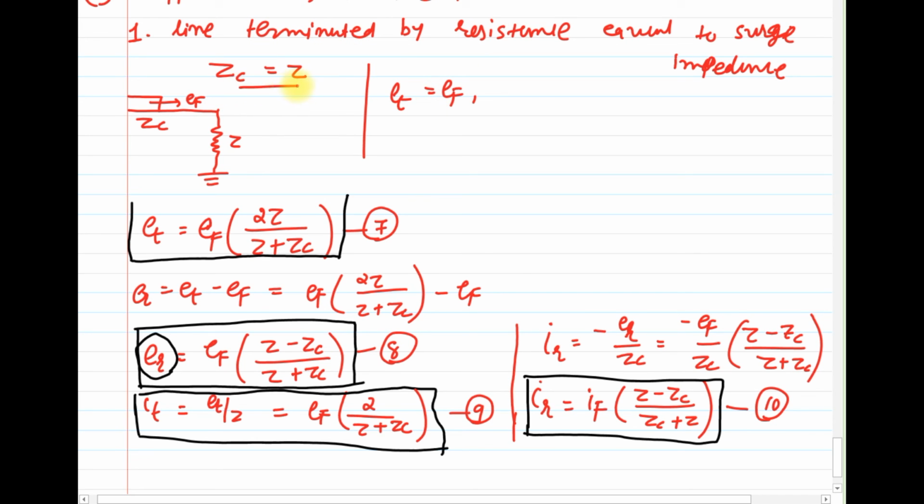So the first one is ZC equal to Z. If you consider this condition, you will get ET equal to EF. Same way IT is equal to IF, and ER is equal to 0, and IR is also equal to 0, as Z minus ZC is given in this equation, so it will become 0. Clear? So the first case is line termination where ZC is equal to Z.